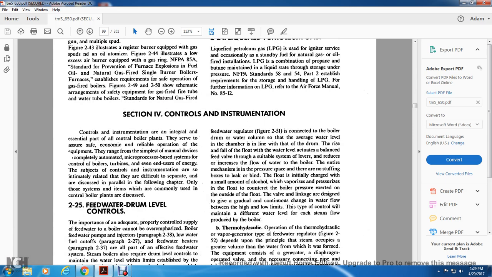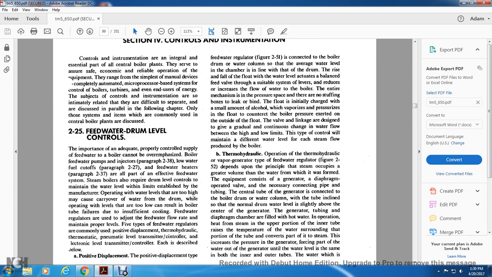The rise or fall of the float with water level actuates a balanced feed valve through a suitable linkage system. The level reduces or increases the flow of water to the boiler, the entire mechanism being in the pressure space. There are no stuffing boxes to leak or bind. The float is intentionally charged with a small amount of alcohol, with the vapor pressure within the float countering the boiler pressure exerted on the outside of the float. The valve linkage is designed to gradually and continuously change water flow between high and low limits. This type of control maintains a different water level for each rate of steam flow produced by the boiler.